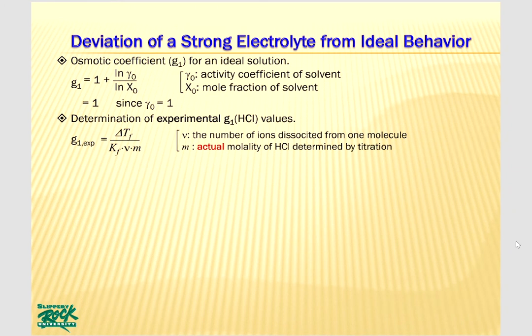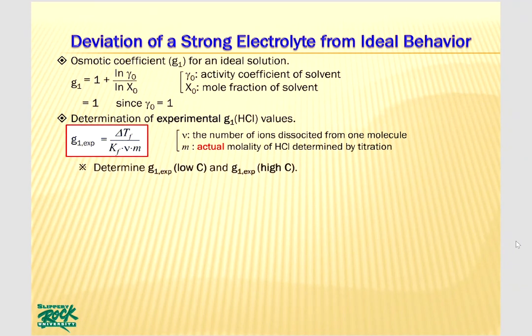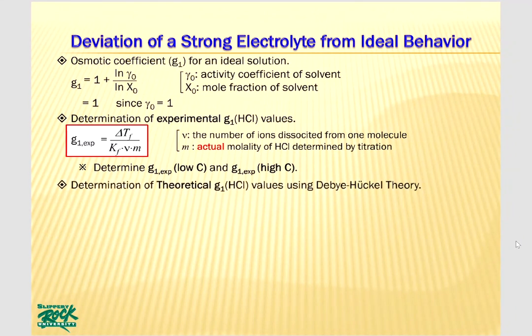Nu is the number of ions dissociated from one molecule. That is, the nu for HCl is 2. M is the actual molality of HCl that is determined by titration. Now, you should be able to determine the experimental G1 values for HCl solutions of low and high concentrations. The theoretical G1 values adopted from the Debye-Huckel theory can be determined using sigma value. The sigma values for HCl solutions of low and high concentrations can be determined graphically.